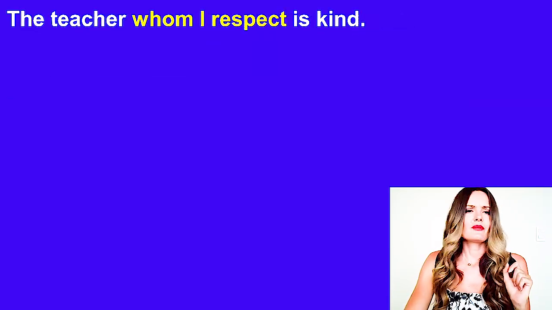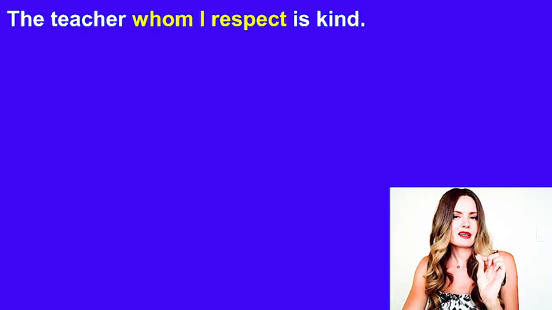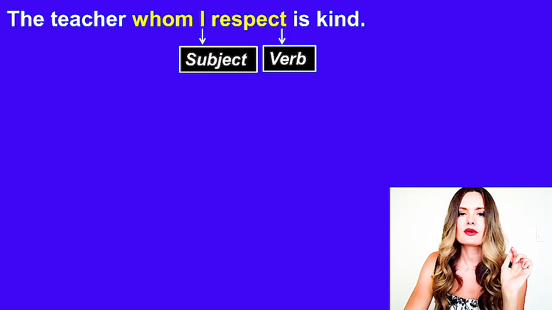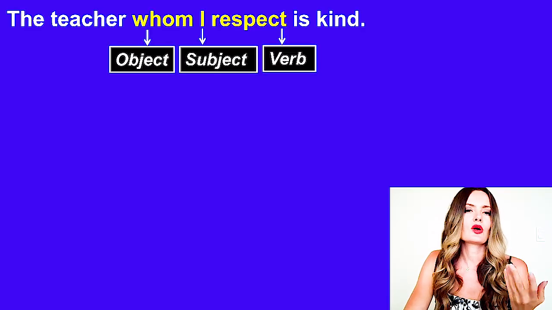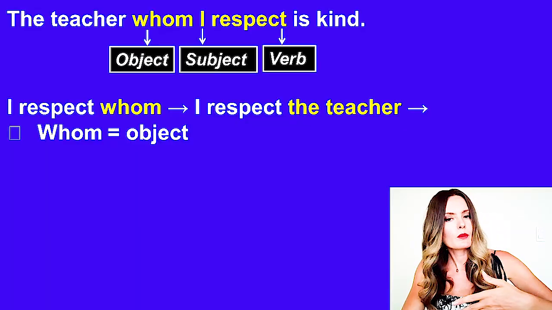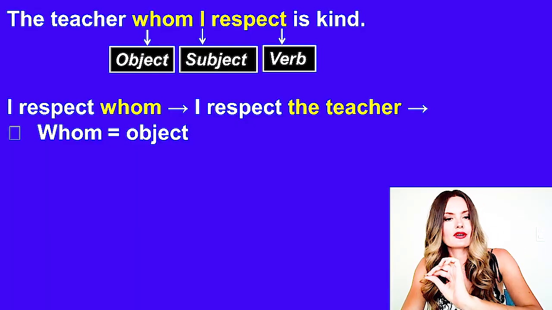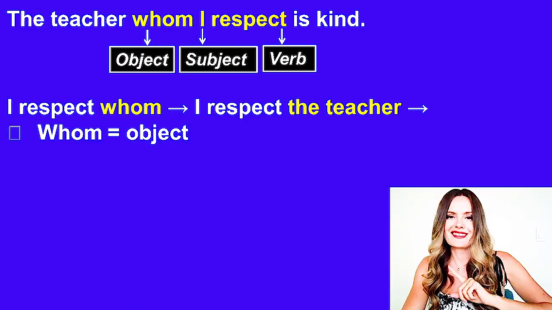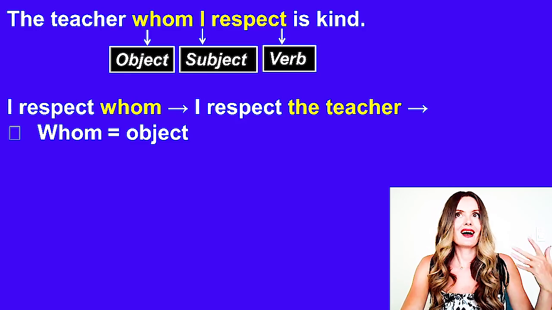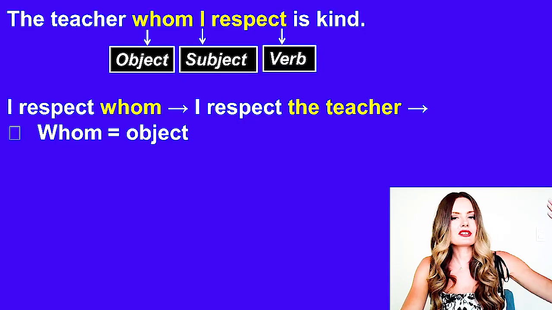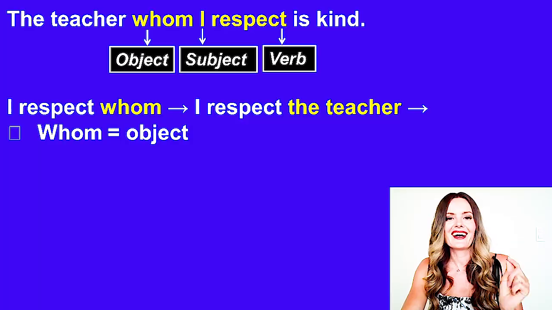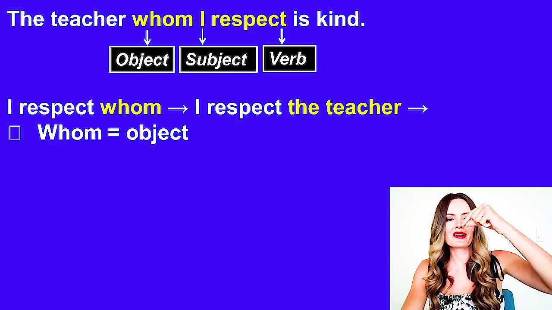Let's take a look at this example. The teacher whom I respect is kind. So here I is the subject, respect is the verb, and whom is an object. I respect whom? I respect the teacher. Whom is an object. It's not the subject. That's why we use whom in this sentence. Here, the teacher does not do the action. I respect the teacher. I respect whom?